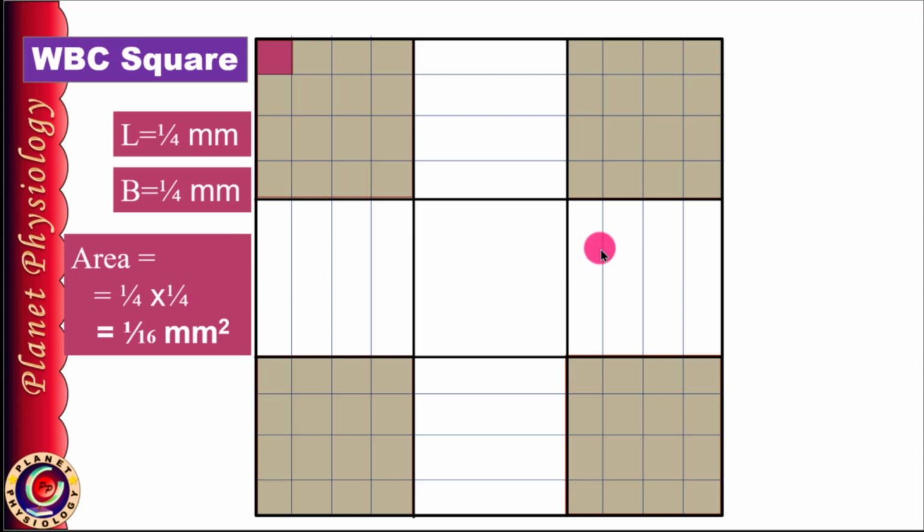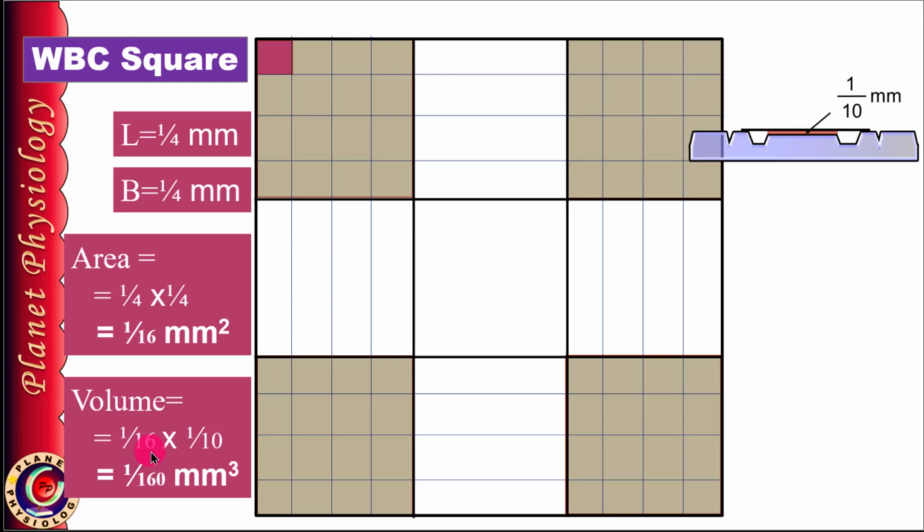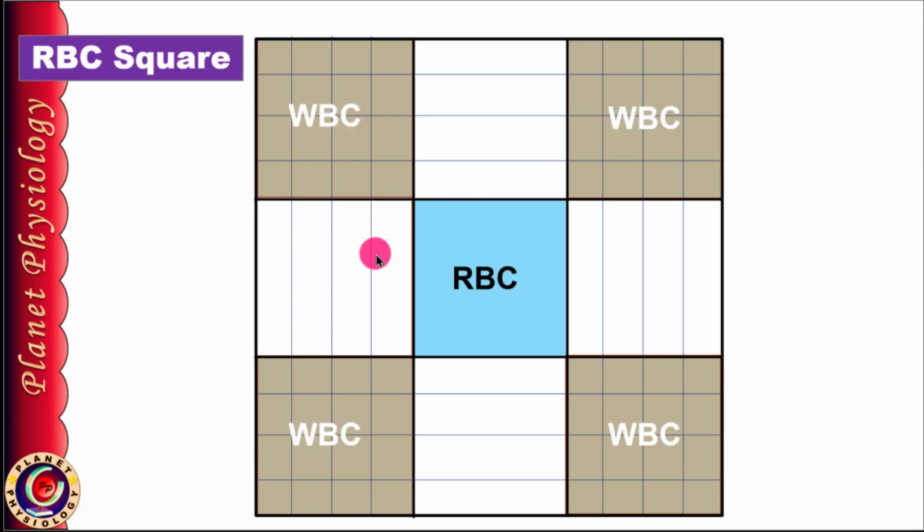However, remember that height of the chamber is determined by the gap between the cover slip and the counting surface, which is always 1/10 mm. Therefore, volume of one small WBC square is 1/16 mm square into 1/10 mm, resulting in 1/160 cubic millimeter. Alright, now let's move on to the RBC square. The central 1 mm by 1 mm square of the chamber is designated for RBC counting and is known as RBC square.